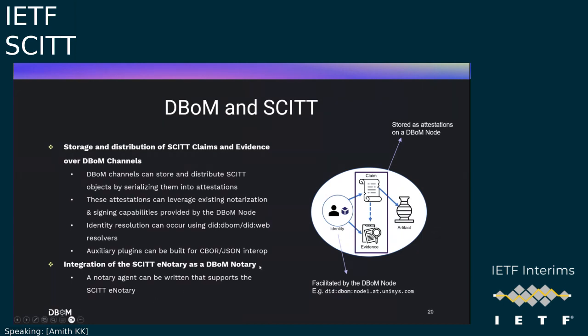Essentially, on the right, if you look at it, DBOMs give you a way to tie identity to X.509 certificates. So you could do did:dbom or you could do did:web as well. We support that. Again, that's currently not open source, but it's something that we built out. And claims and evidences, those SCITT objects, can be attestations that are stored on DBOM. But I get that SCITT is currently using CBOR, and we are using JSON as the serialization format, and we need to look into that and figure that out.